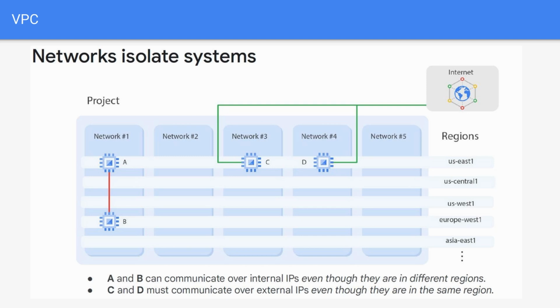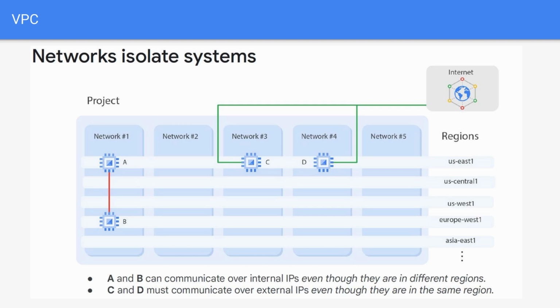So if we take a look at network 3, I've created a VM C in US East 1 right now, but this one is currently connected to the internet. We have two ways to connect to the internet. The first is to create a NAT, which stands for Network Address Translation, or we can assign an external IP to the VM itself. But we still don't know which of the two methods VM C is using. However, external communication is possible.